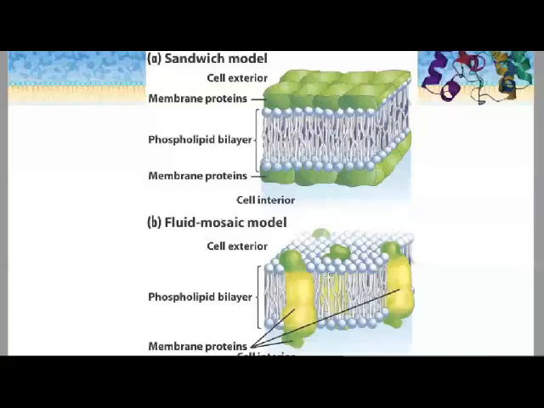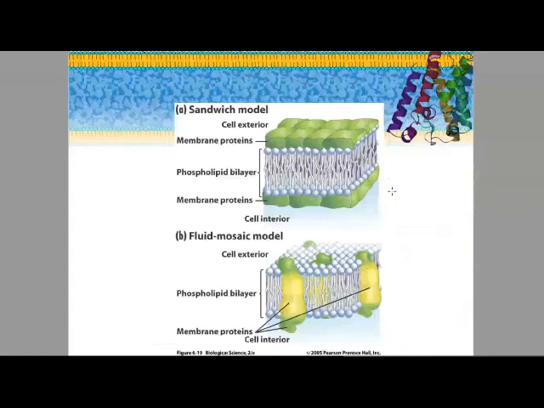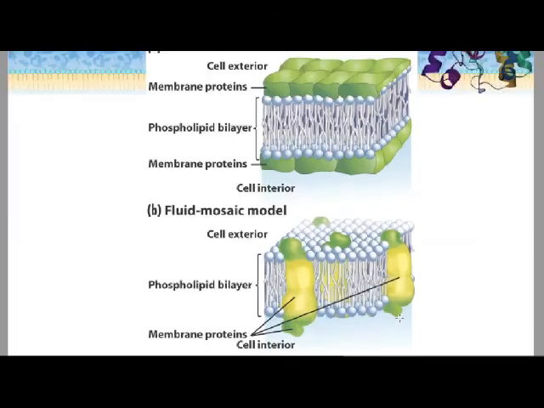So here's how the Singer-Nicolson model differs from the configuration proposed by Davson and Danielli. We can tell that in both models there's a phospholipid bilayer. That's what they have in common. For the Singer-Nicolson, that is known as the Fluid-Mosaic model, there are also proteins, but in a different configuration. Okay, let's see, guys.